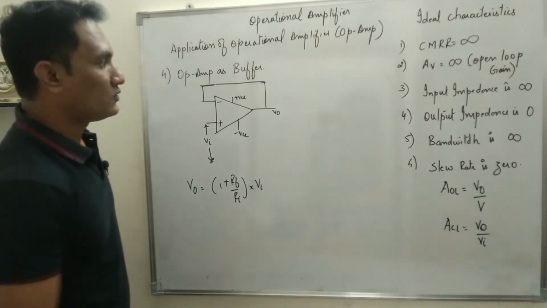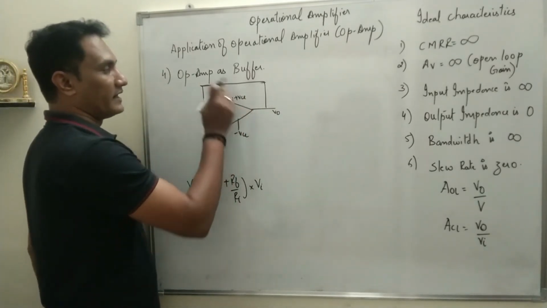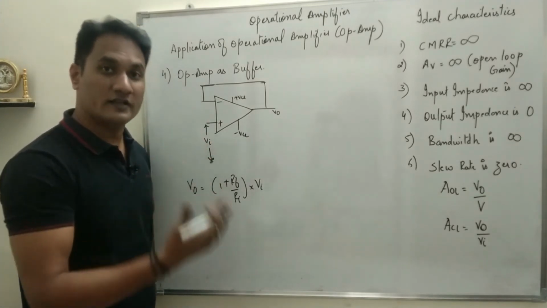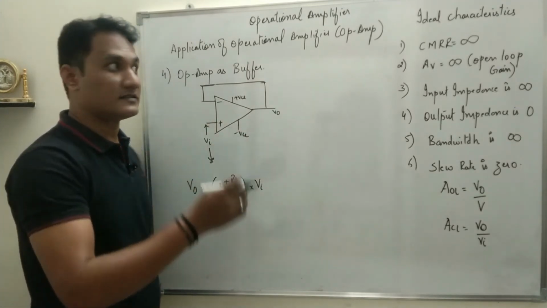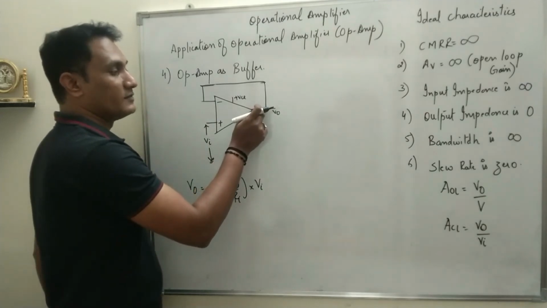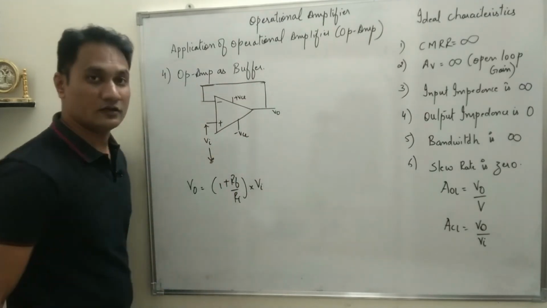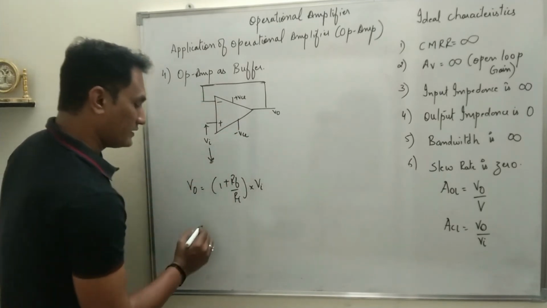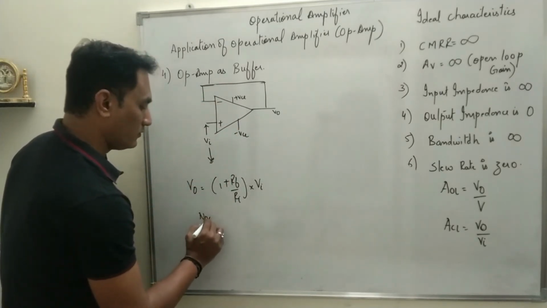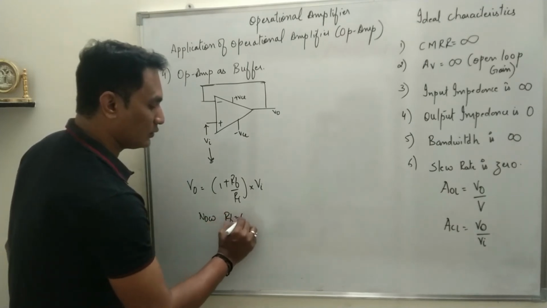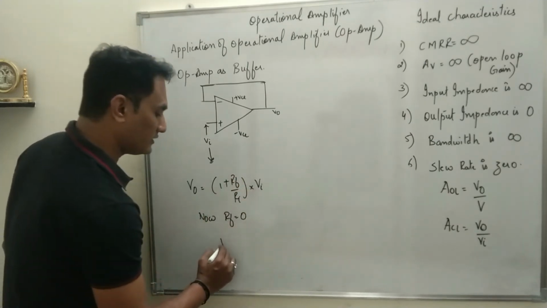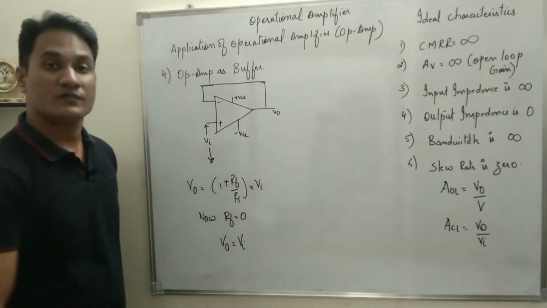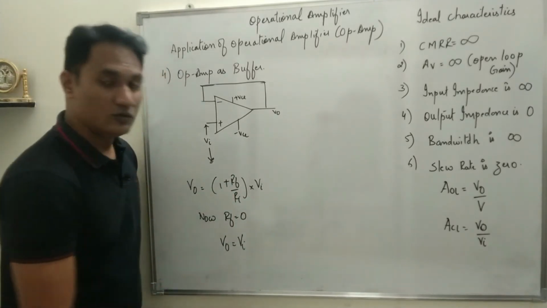Okay, so this is the basic circuit diagram of an operational amplifier, which is nothing but op-amp as non-inverting amplifier, where feedback resistance is made zero. Resistance is made zero means the output is directly connected to the inverting terminal. So now what we have done is we have made Rf is equal to 0. So in this equation, if Rf is equal to 0, this value becomes 1 and V0 is equal to Vi.